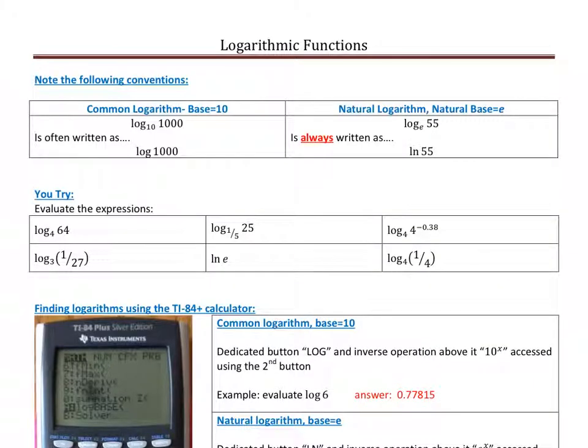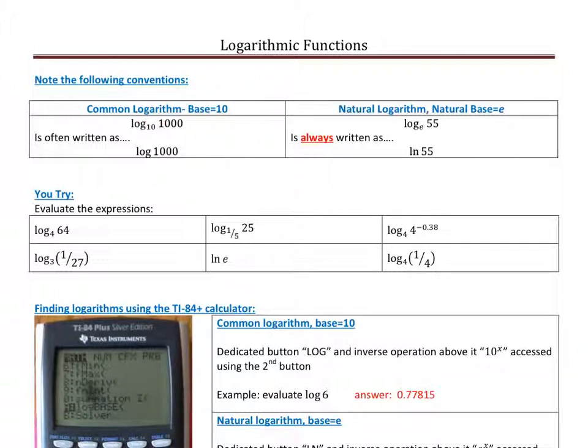All right, some conventions here. We've got a variety of bases. We know our base can't equal 0. We know our base can't equal 1. We know our base cannot be negative. But it can be anything other than that. So there's an infinite number of bases that we can use. However, there is one that is used very, very frequently, so frequently that we call it the common logarithm, and that's a base of 10.